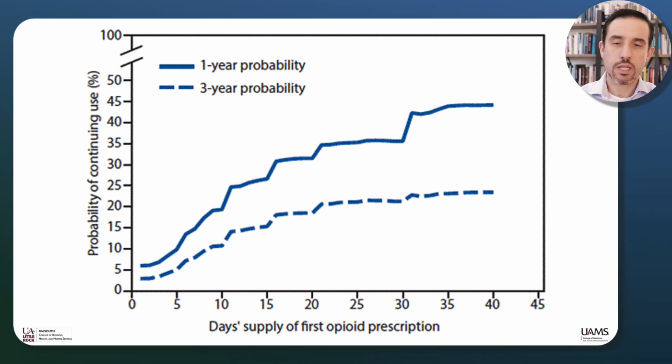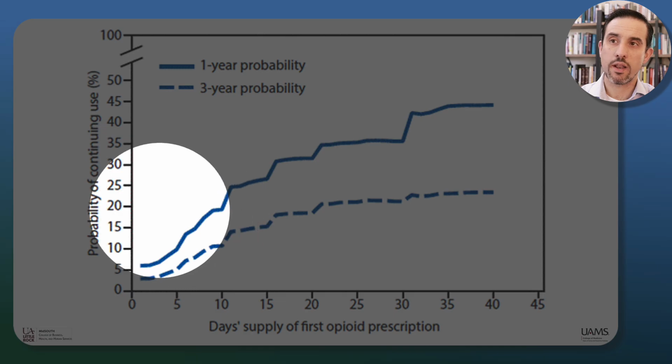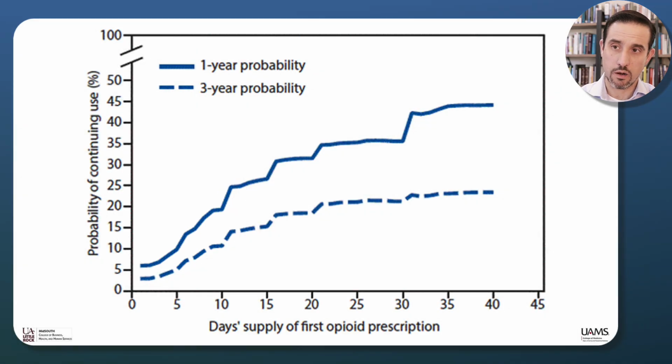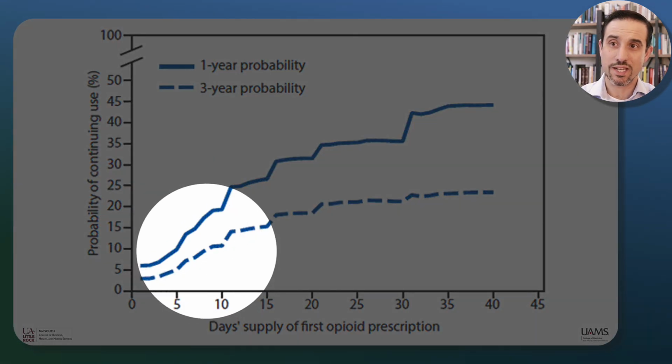This was a large-scale study that was looking at the chances that someone was still going to be on opioids 1 or 3 years later, depending on the length of their initial opioid prescription. And you can see that even at 10 days, 1 in 5 people would have been on it a year later, and 3 years later was 1 in 10.